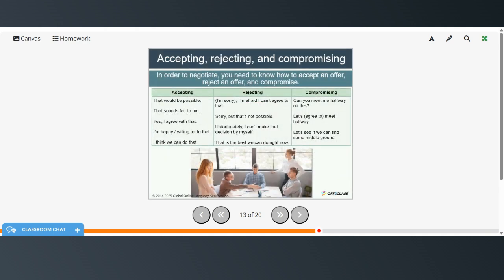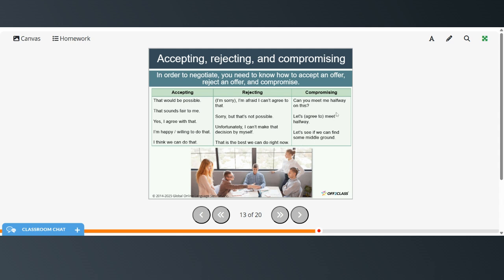So in order to negotiate, you need to know how to accept an offer, reject an offer, and compromise. Some of the accepting phrases that would be possible: that sounds fair to me, yes, I agree with that, I'm happy or willing to do that, I think we can do that. Rejecting: I'm sorry, I'm afraid I can't agree to that, sorry, but that's not possible. Unfortunately, I can't make that decision by myself, and that is the best we can do right now.